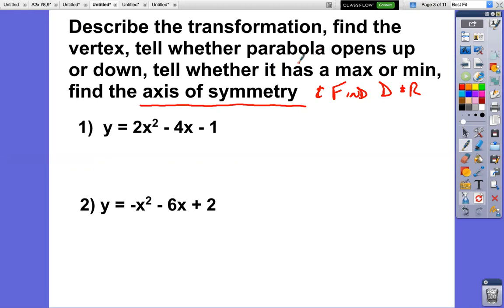So find the vertex, tell whether it opens up or down, whether it has a maximum or minimum, and find the axis of symmetry and domain and range. So this is really everything that we're doing. So my vertex, what's the opposite of B over 2A? The opposite of B is what? 4. Over 2A is? 4. So I've got 1. Plug it back in. 1 squared is 1 times 2 is 2. So negative 2 minus 1 is negative 3.